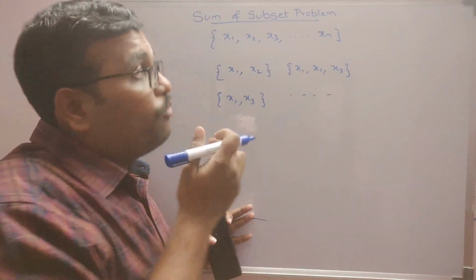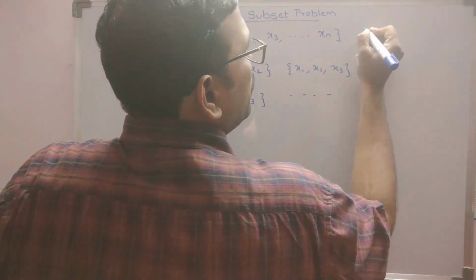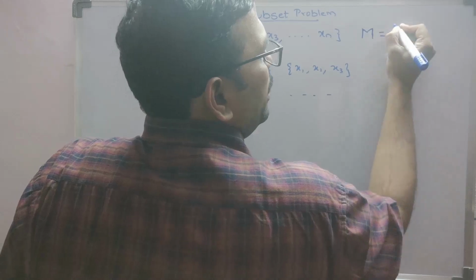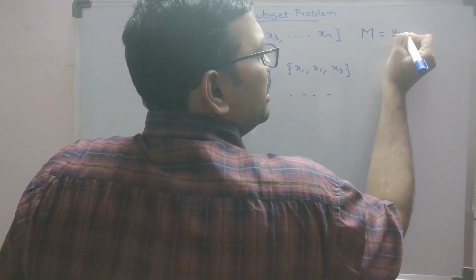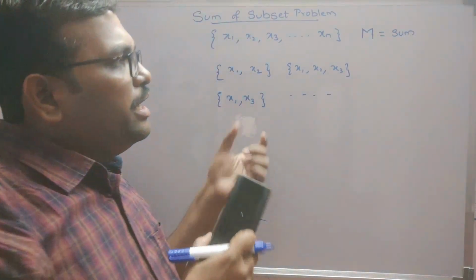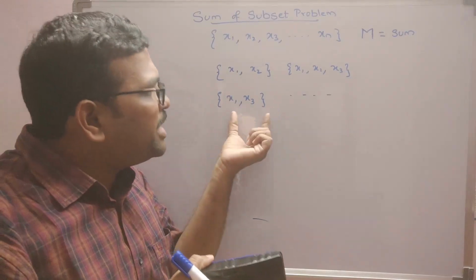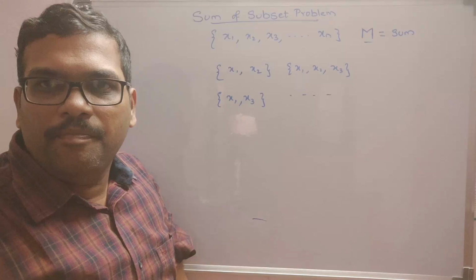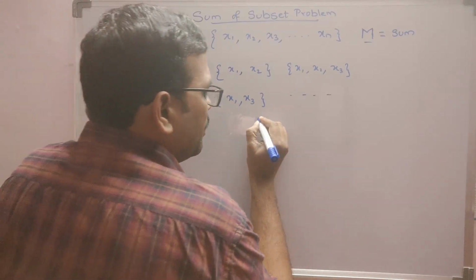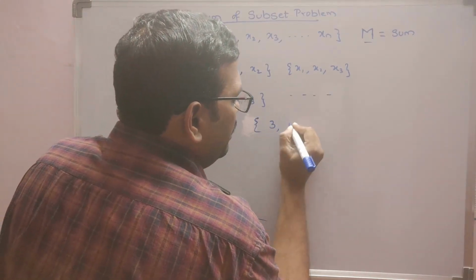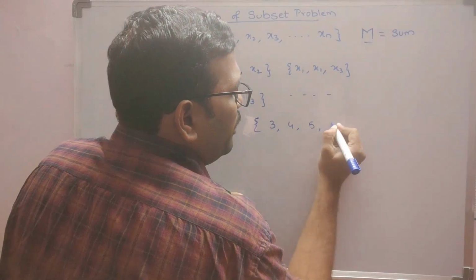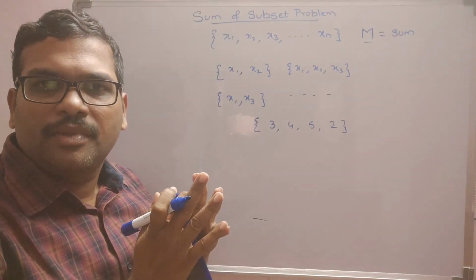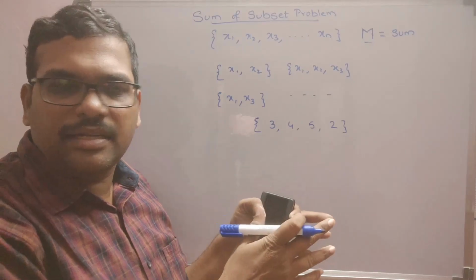Here what we have to do is consider a sum, which is denoted as m, and we need to form the subsets whose sum is equal to this m. For example, let us take 3, 4, 5, 2. These are the elements in the set.